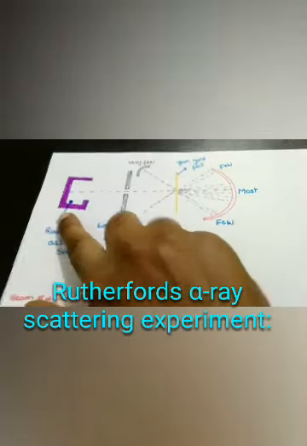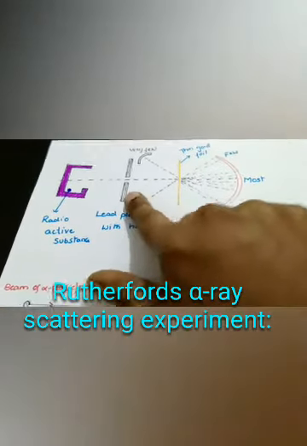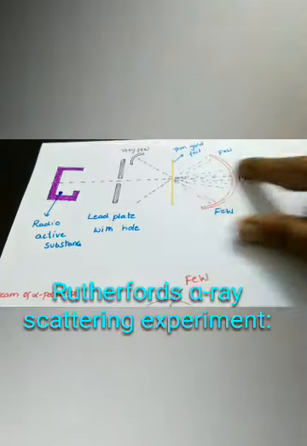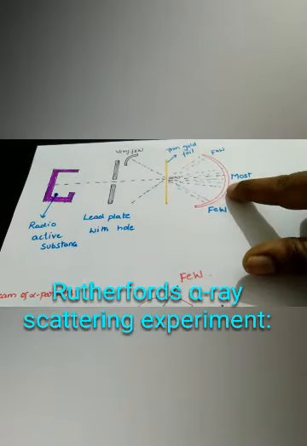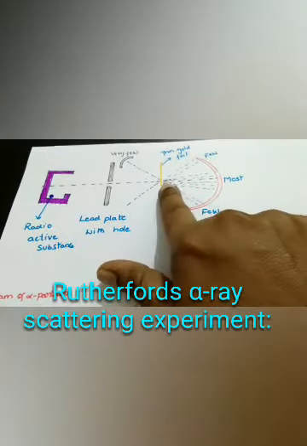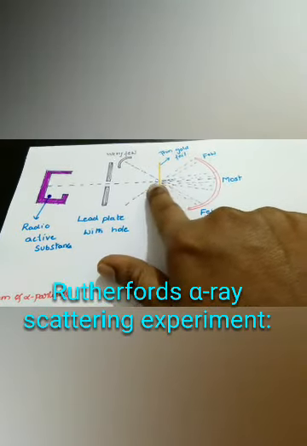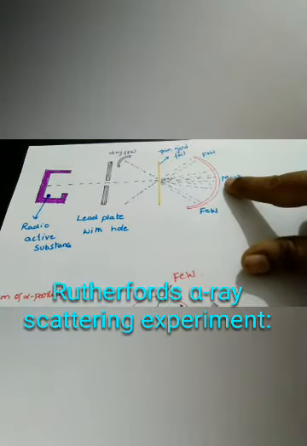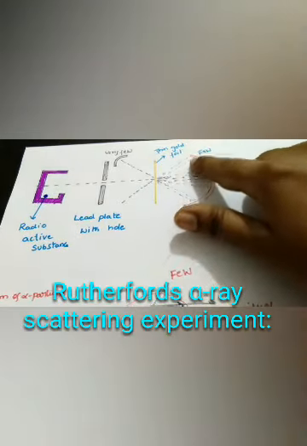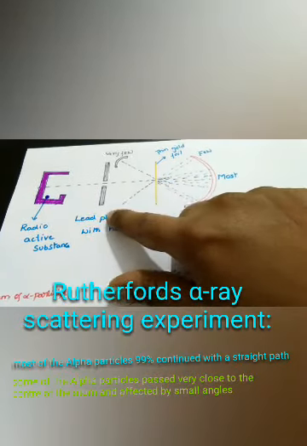This is the radioactive substance. This is the lead plate with a hole, thin gold foil and curved surface plate. The radioactive substance passes through the gold foil. Most of the rays are passing through the plate, some few rays are deflected like this, and very few rays are coming back.